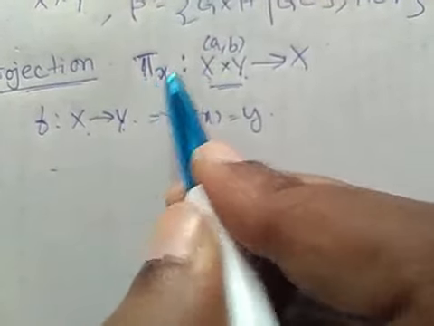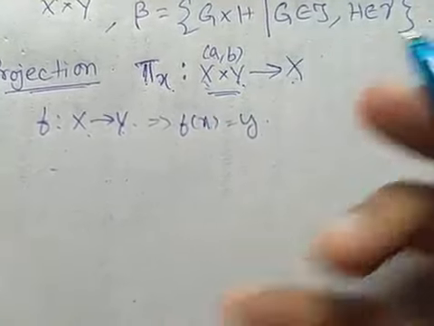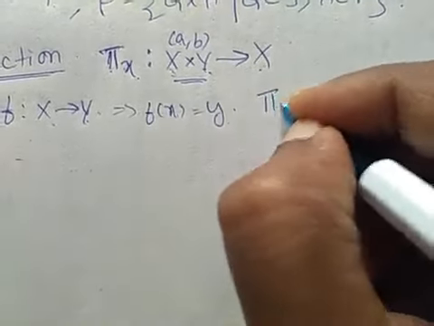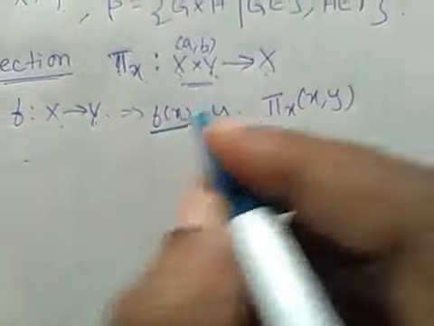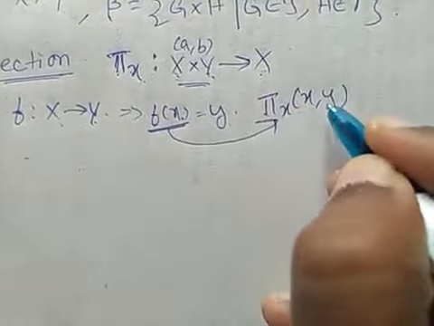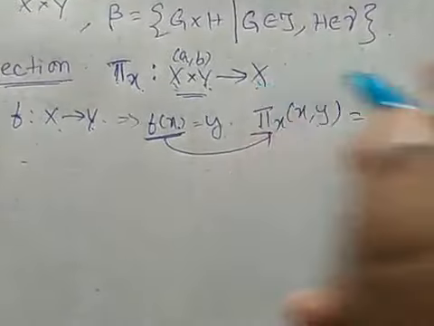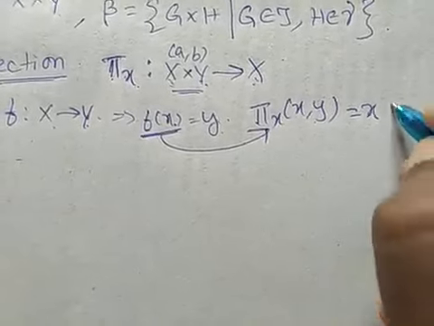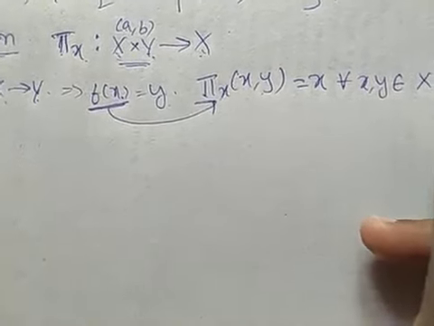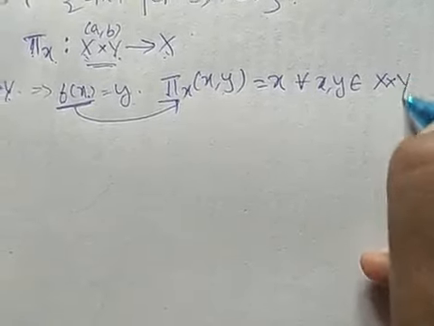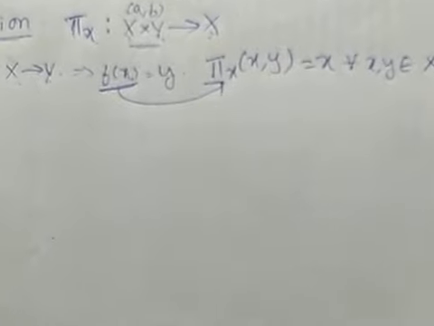So the mapping phi x from X cross Y to X is defined as phi x of (x, y) is equal to x for all (x, y) belongs to X cross Y. So this is the projection mapping.